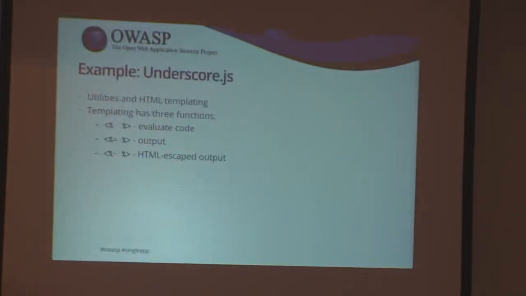So yeah, this is the underscore templating framework. There are basically three types of functions that you can use. You can use one to evaluate code, like do for loops and things like that. There's output, and then there's HTML escaped output. And HTML escaped in this sense is contextless, so it's not perfect. But I'll come back to that later.